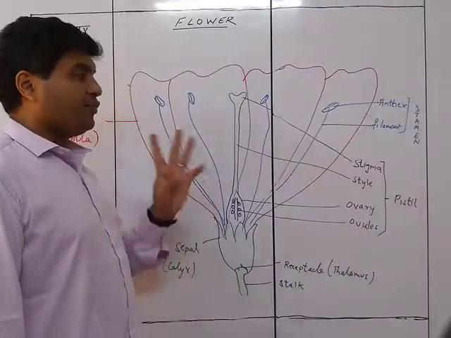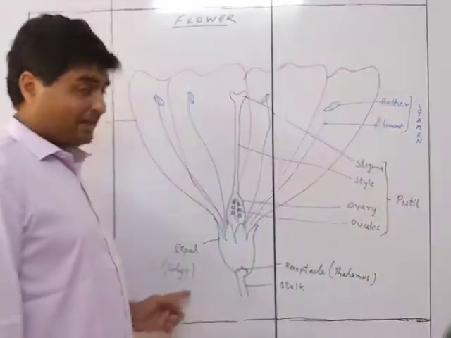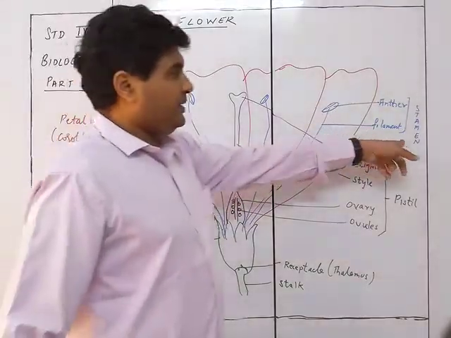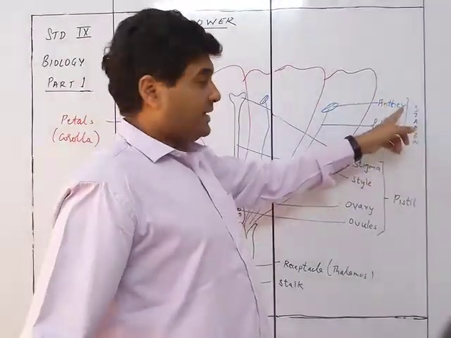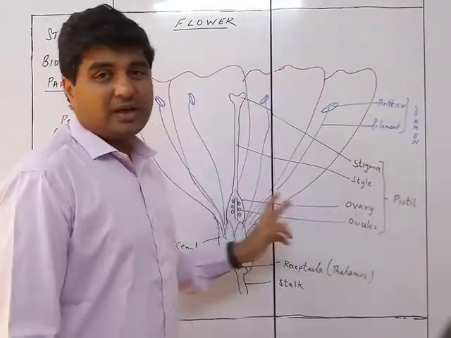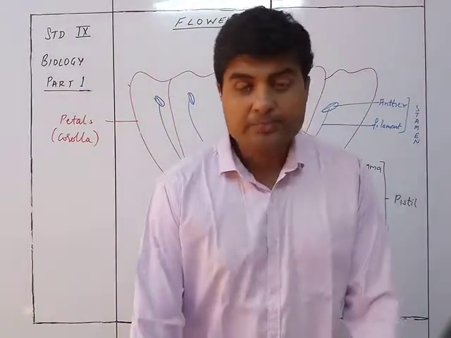So accordingly, we see the four whorls. What are the four whorls? First whorl was the sepals, calyx. Second, petals, corolla. Third, stamen, anther and filament, that is the androecium. Fourth, stigma, style, and ovary, that is the pistil, collectively called gynoecium. So accordingly, these are the four whorls of the flower.